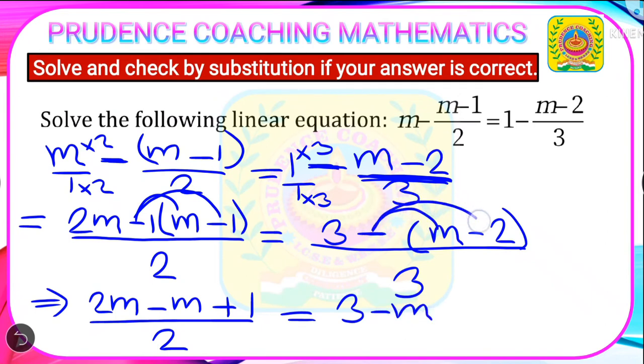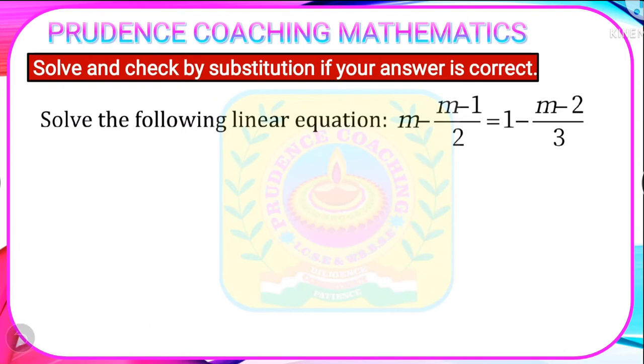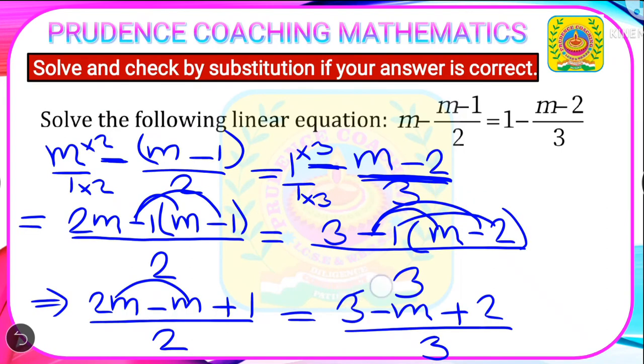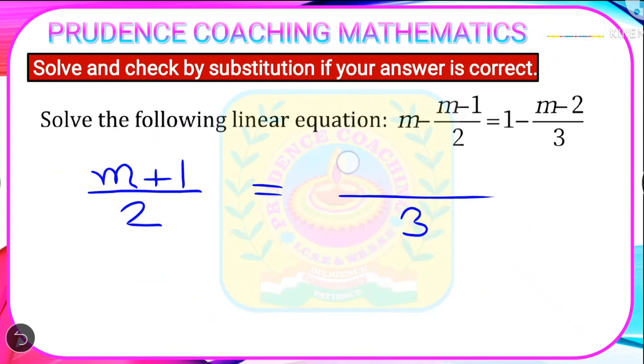This minus is multiplied with minus, so it will get plus, and this 1, if we don't have anything, we have 1, so 1 into 2 will give you 2, divided by 3. Now we need to further solve, that is 2m minus m will give you m, so we will write m plus 1 in the numerator, divided by 2, and on the other side, in the denominator we have 3, and in the numerator after calculating you will get 3 plus 2, that is 5 minus m, so we will write here 5 minus m.